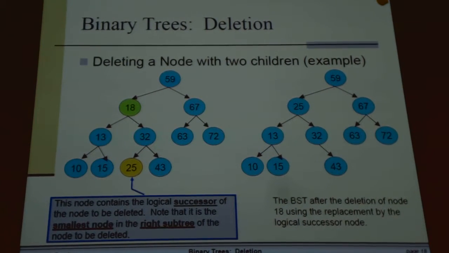So you find the max value on your left, the min value on the right. It's the only way you can maintain that structure. That make sense? Yeah.